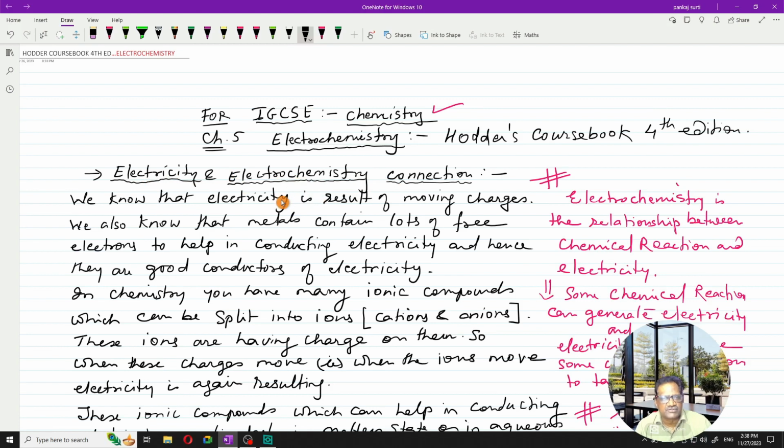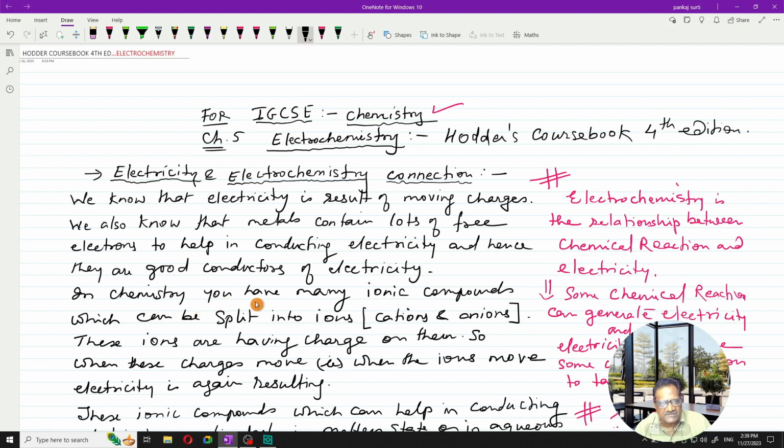We know that electricity is a result of moving charges. Whenever the charges are moving, electricity results. That is known as current electricity. We also know that metals contain lots of free electrons to help conduct electricity, and hence they are known as good conductors of electricity. That is also very true.